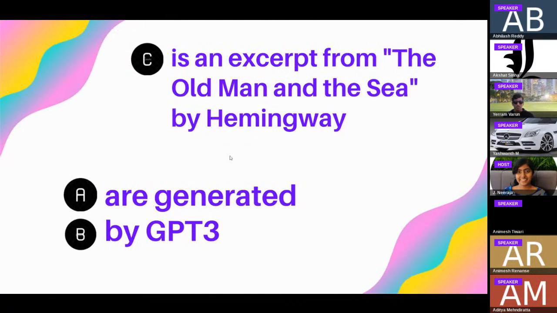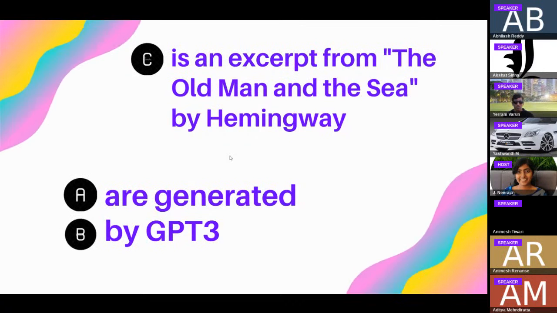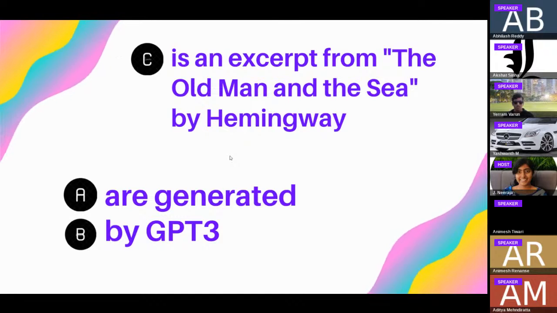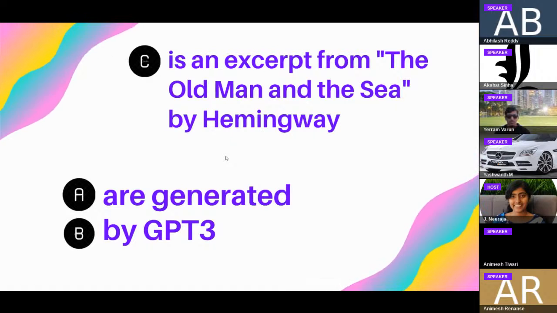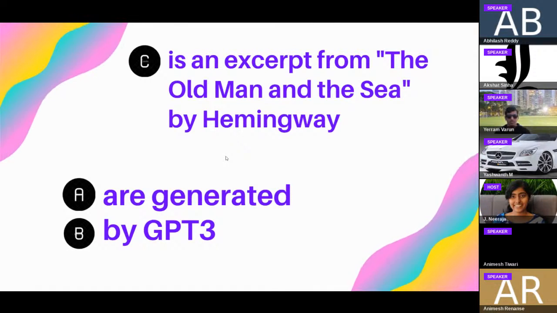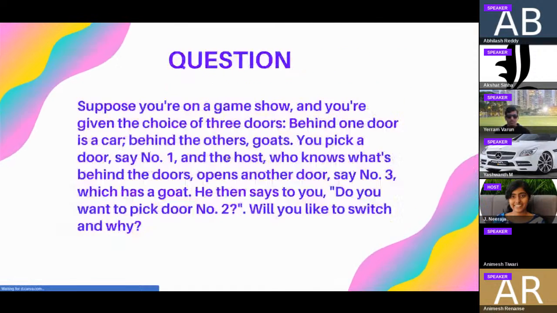So here's the answer. C is an excerpt from The Old Man and the Sea, a classic by Hemingway. And A and B are generated by GPT-3, an NLP model, which takes the style from Hemingway or some other writer and generates a story. So we'll go through the chats and find out who gave the right answer afterwards. Can I have the next slide, please?